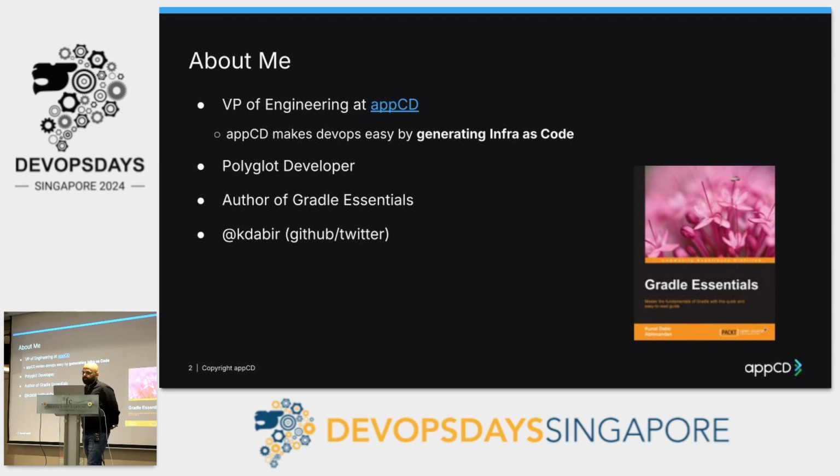But about myself, I'm a VP of Engineering at AppCity. We are a startup based in SF and India. We are making life of developers easy by generating infrastructure as code for them so that they don't have to write it by hand. I'm a polyglot developer myself, been working in industry for almost 19 years now. I'm very passionate about automation, build, CI/CD, and DevOps, which led me to write the book on Gradle itself. Those who are working on Java or JVM related tech might know about Gradle.